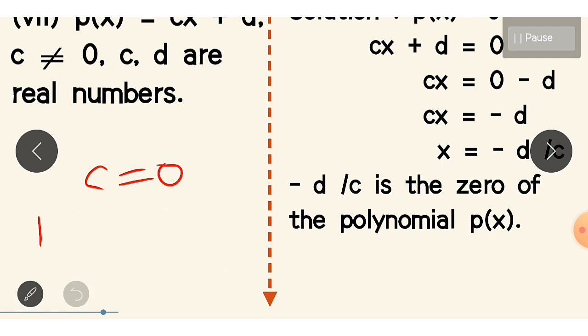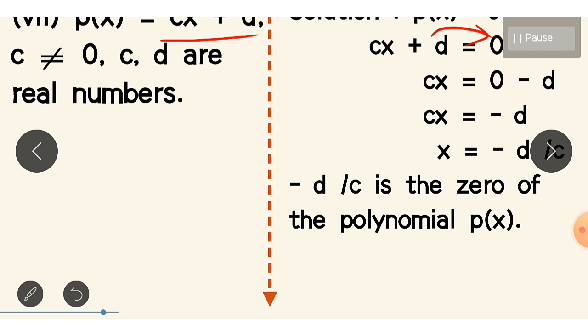Now for this problem also we have to find the zero of the polynomial. So I am equating p of x to 0. P of x equal to 0. P of x means cx plus d. Cx plus d equal to 0. Taking this plus d to the other side, we get minus d. Cx equal to 0 minus d, and 0 minus d is minus d.